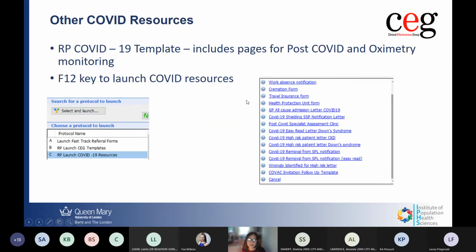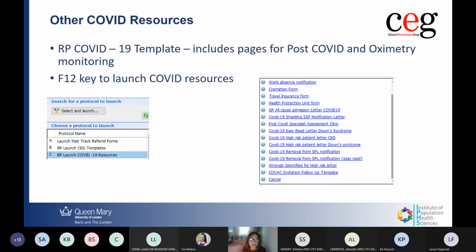I also just put this slide in. I just wanted to show you some of the work that we've also been involved in, which is also relating to COVID, not so much the COVID vaccination, but just COVID. Our RP COVID-19 template is the catch-all. If you've got somebody with suspected COVID, you can use that template. If you're doing a follow-up review for somebody with COVID, you can use that template. And we've now included pages for post-COVID.